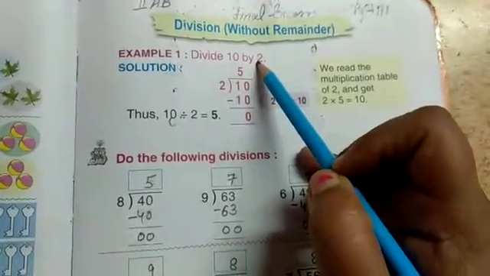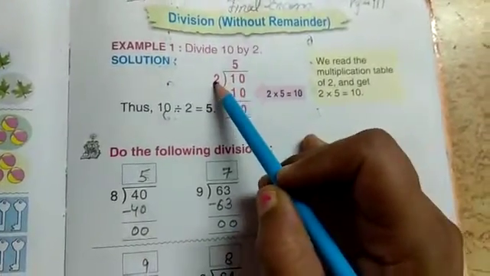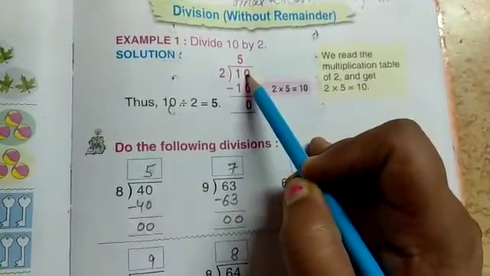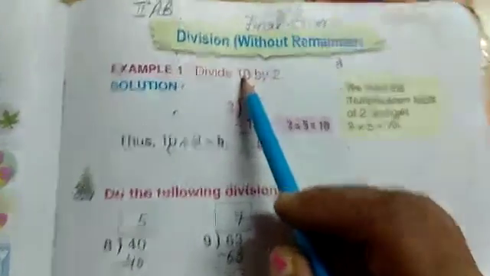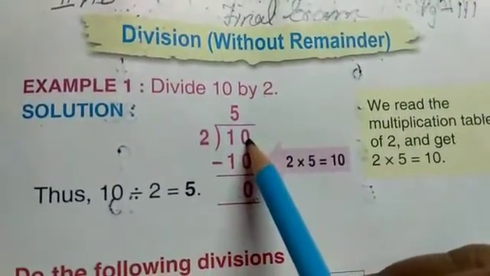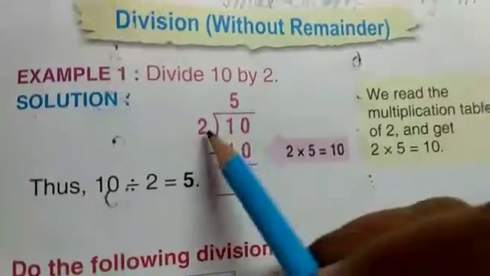Divide 10 by 2. You have to make this division sign and you have to write 2 outside here because this is the smaller number, and the greater number you have to write it here, which is 10. You have to divide 10 by 2. And can you see this? 2 is here and 10 is written inside. Okay, now this is ones and this is tens.